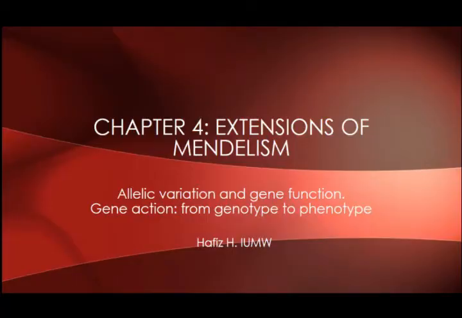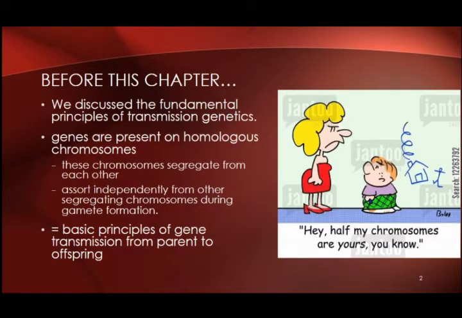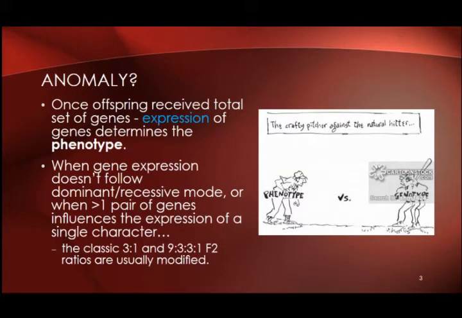Okay, now we are moving to chapter 4, Essentials of Mendelism. Before this chapter, we discussed the fundamental principles of transmission genetics. Genes are present on homologous chromosomes, so they will segregate from each other. They will assort independently of each other during gamete formation. So these are the basic principles of gene transmission from parent to offspring. Once the offspring receives the total set of genes, expression will determine phenotype.